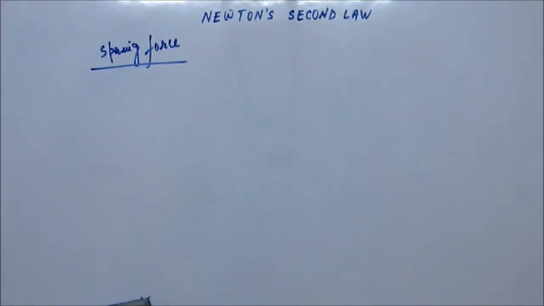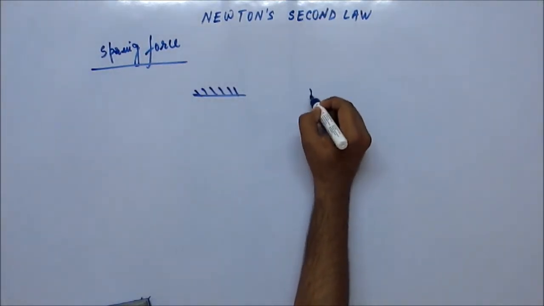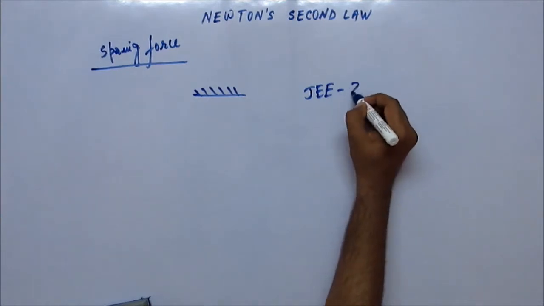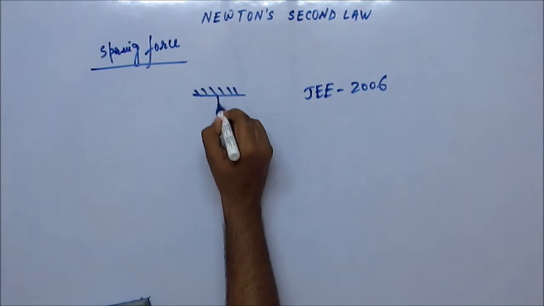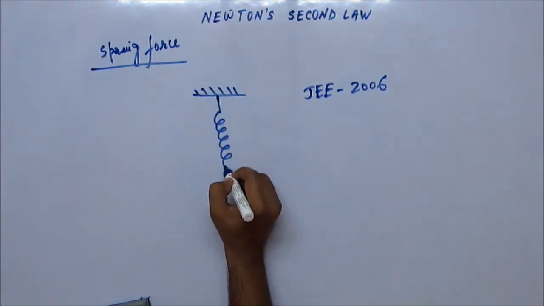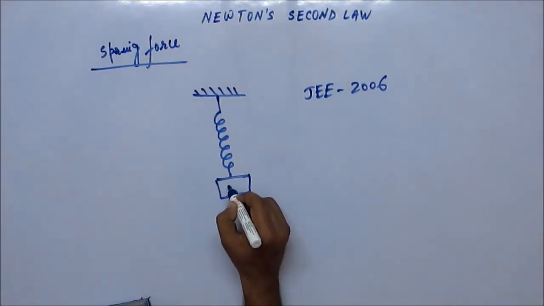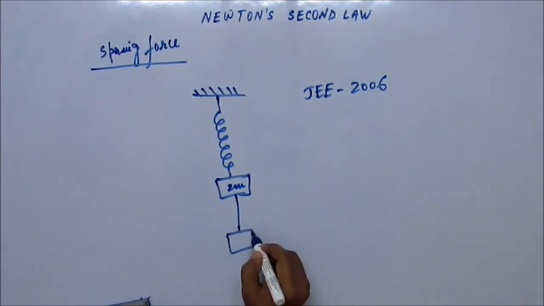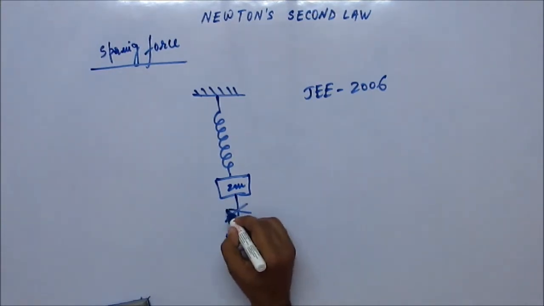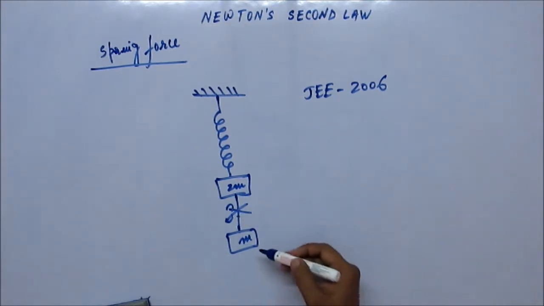Okay, now let's solve a problem asked in IIT JEE. They asked it in 2006. It was a 3 marks question. They said that you cut it from here and they were asking for the acceleration of m and 2m the very moment you cut it.